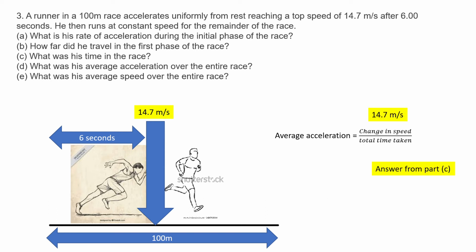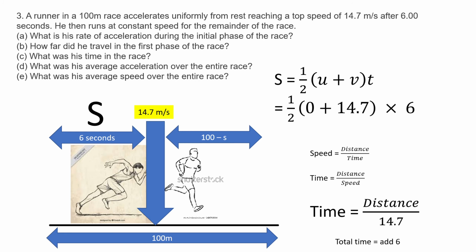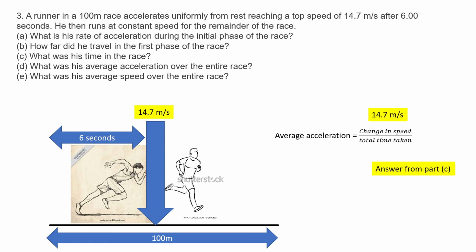Okay, the next bit. What was his average acceleration over the entire race? So for the average acceleration, you need to work out the change in speed. The change in speed is going to be 14.7 because that's his final speed. And what's his initial speed? His initial speed is 0 because that's from rest. And what's the total time taken? Well, the total time taken is the answer for part C, the answer when you added 6 to it. So for this question, you do 14.7 divided by your answer in part C, and that will give you your average acceleration.